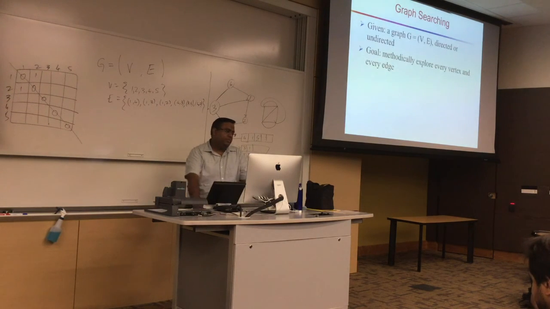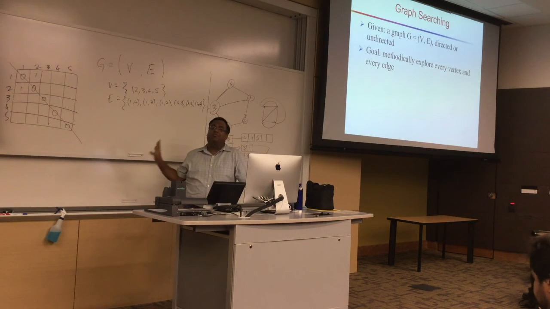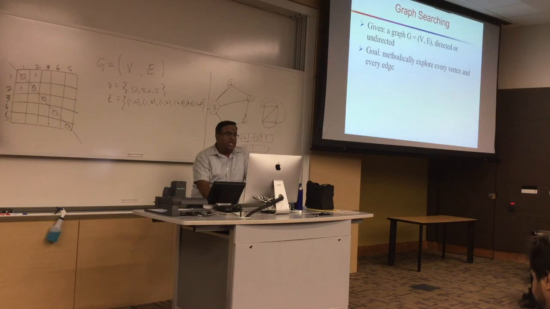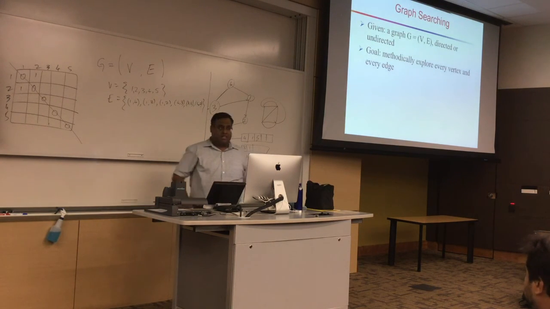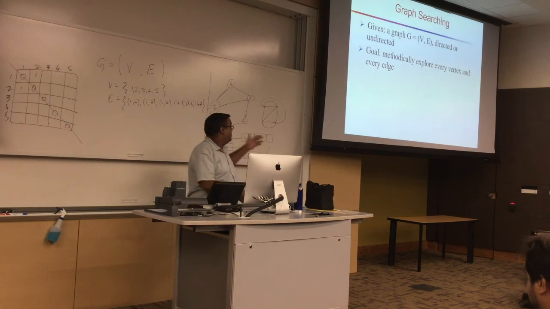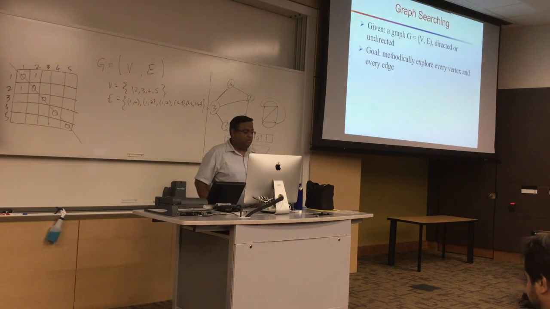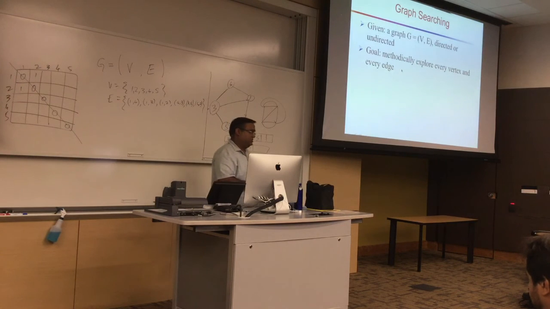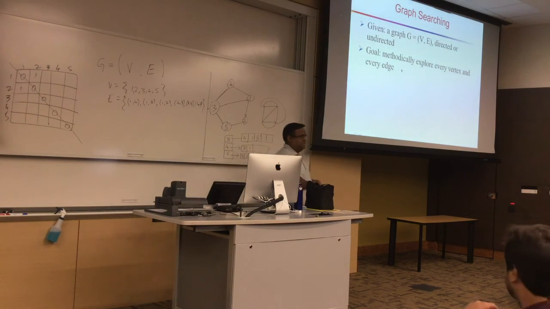Now, we did look at 2 mechanisms to store a graph. That's why we were doing analysis of how much space it needs. Now we want to do some operations on a graph. And then we will analyze which one is better in terms of operations. Given a graph G equals V, comma E, directed or undirected, we want to methodically explore every vertex and every edge. How can we do that?